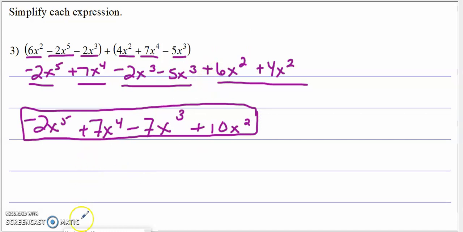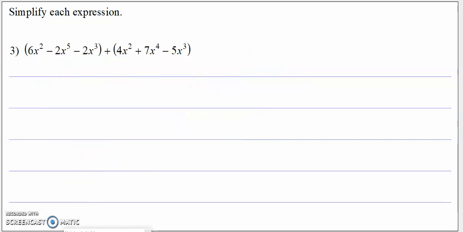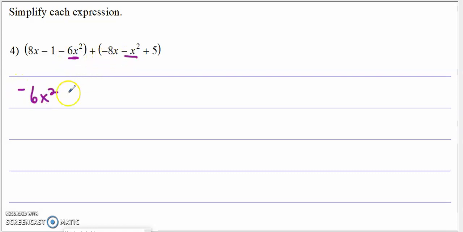Okay? I guess I have time to do the last one. All right. So, same idea here. It's positive, no number to distribute, no power, no number to distribute, no power. Okay? So, my highest exponent is a 2. So, negative 6x squared minus x squared. X is my next one, so that's plus 8x minus 8x. Notice how that has a minus on the front. And then negative 1 plus 5.